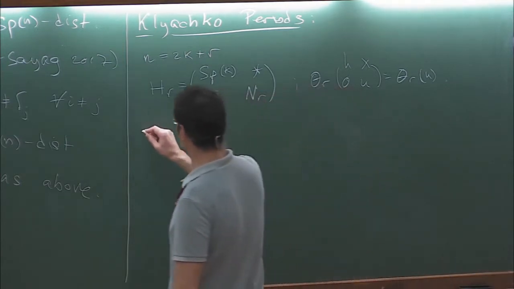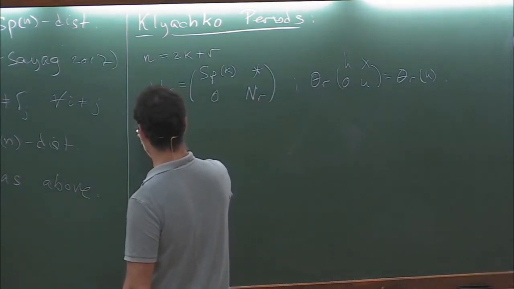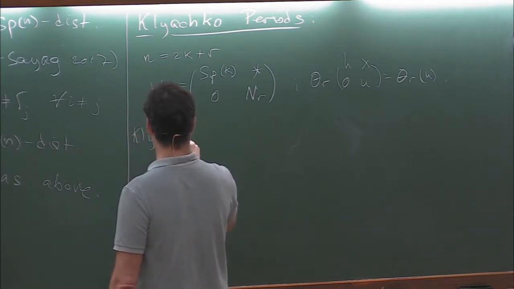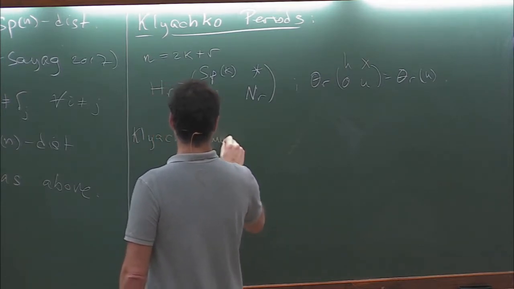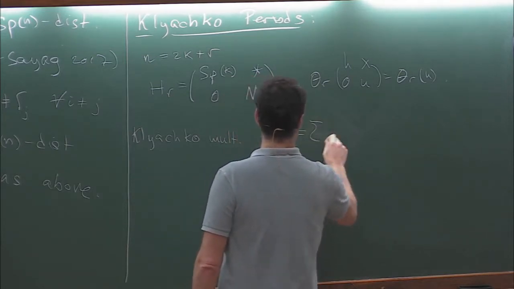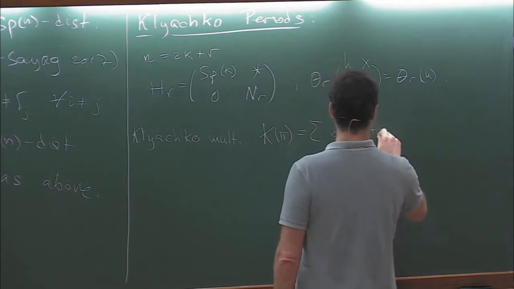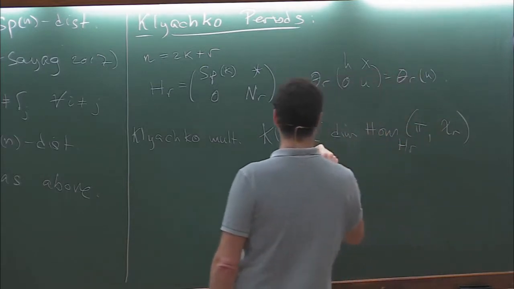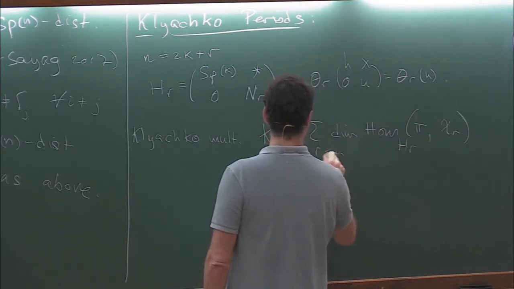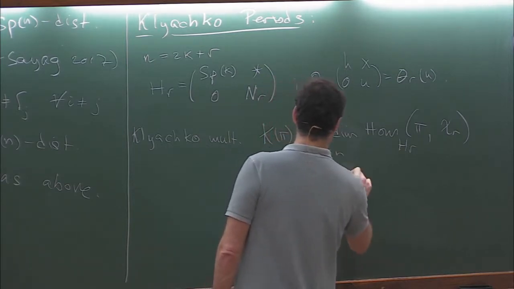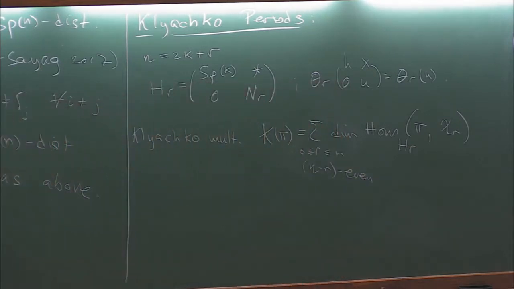So let me just introduce this notation of the Kaliechko multiplicity of a representation. So this will be the sum of dimensions of the spaces of periods of the representation with respect to all Kaliechko models. So r here is between 0 and n and in the same parity as n.